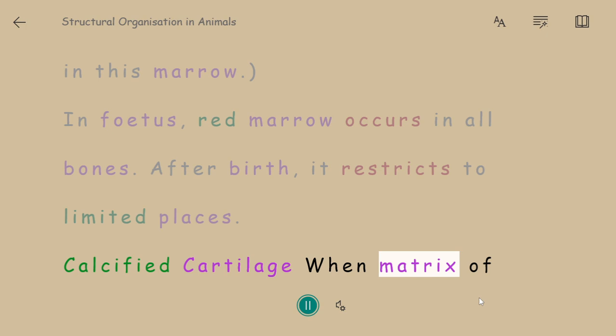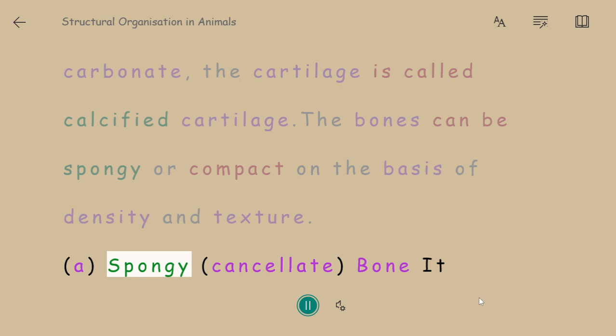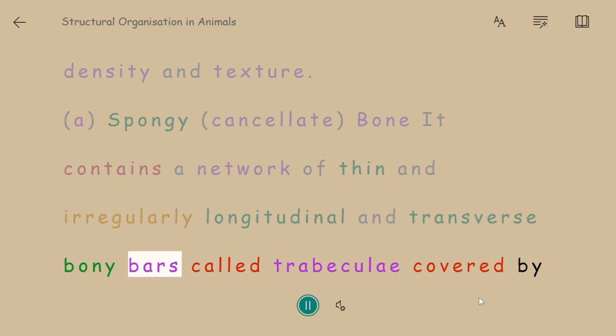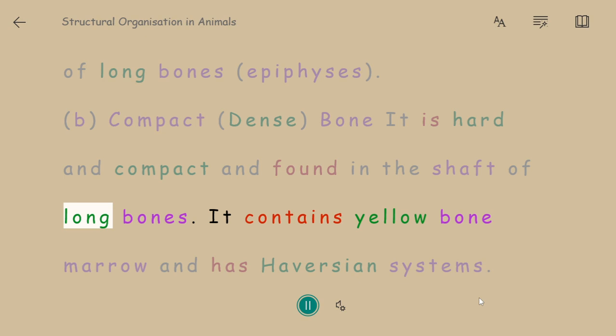Calcified cartilage. When the matrix of cartilage contains granules of calcium carbonate, the cartilage is called calcified cartilage. The bones can be spongy or compact on the basis of density and texture. A. Spongy, cancellous, bone. It contains a network of thin and irregular longitudinal and transverse bony bars called trabeculae covered by the endosteum. It is found at the ends of long bones, the epiphyses. B. Compact, dense, bone. It is hard and compact and found in the shaft of long bones. It contains yellow bone marrow and has haversian systems.